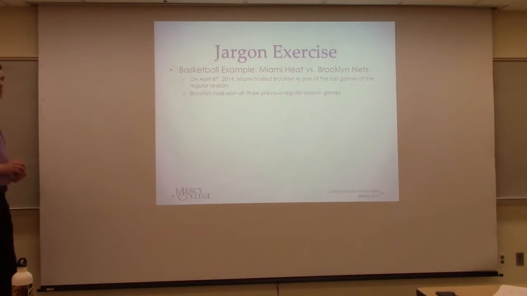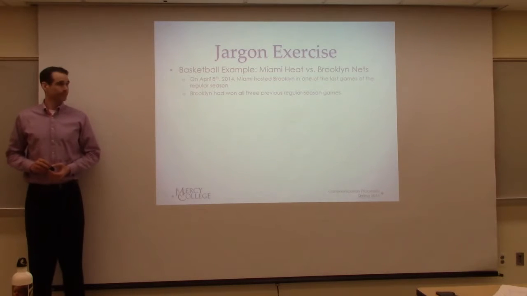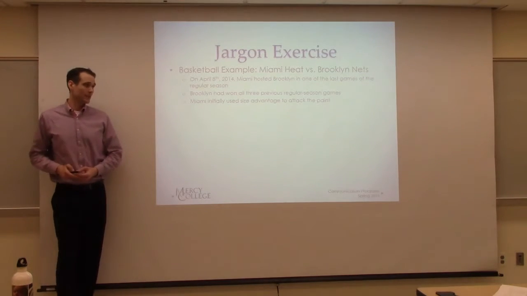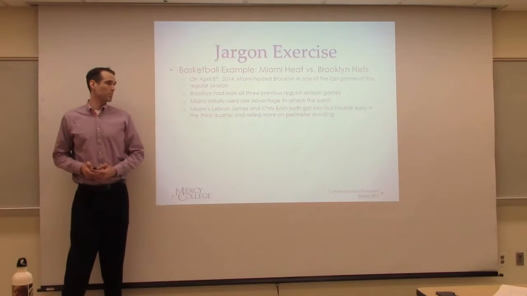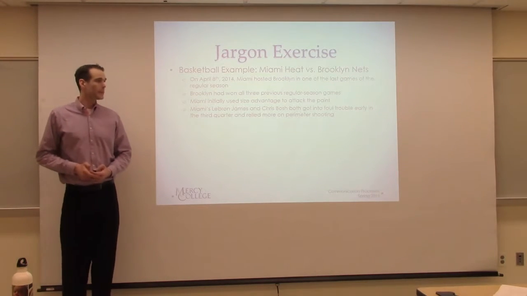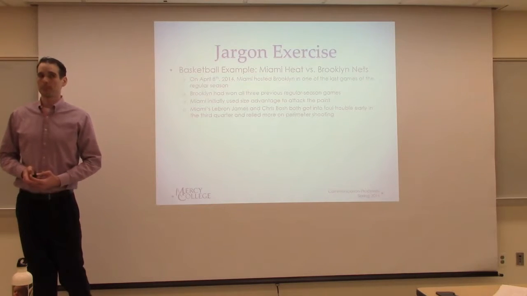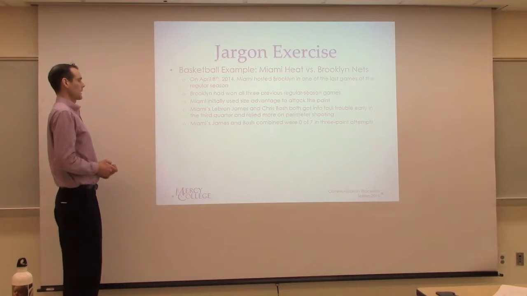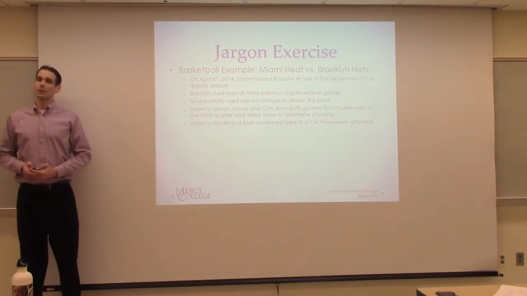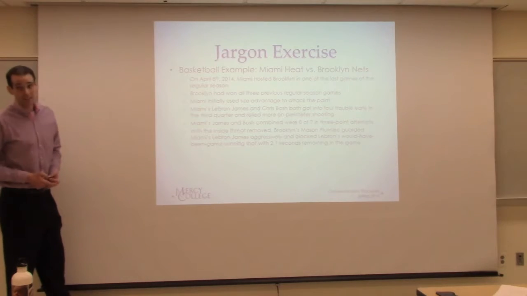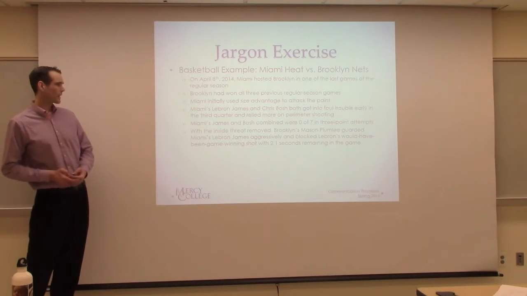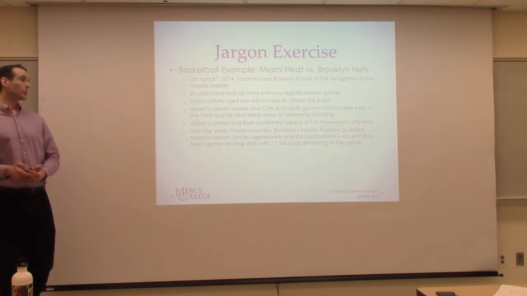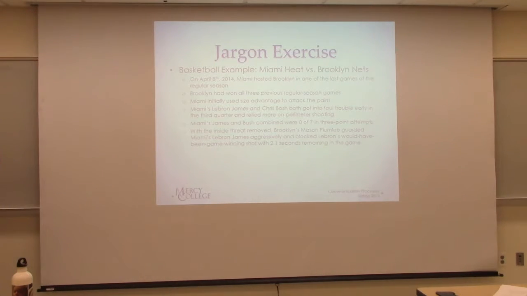Brooklyn had won all 3 previous regular season games. Miami initially used size advantage to attack the paint. Miami's LeBron James and Chris Bosh both got into foul trouble early in the third quarter and relied more on perimeter shooting. Miami's James and Bosh combined were 0 of 7 in three-point attempts. With the inside threat removed, Brooklyn's Mason Plumlee guarded Miami's LeBron James aggressively and blocked LeBron's would-have-been game-winning shot with 2.1 seconds remaining in the game. Brooklyn won 88-87.